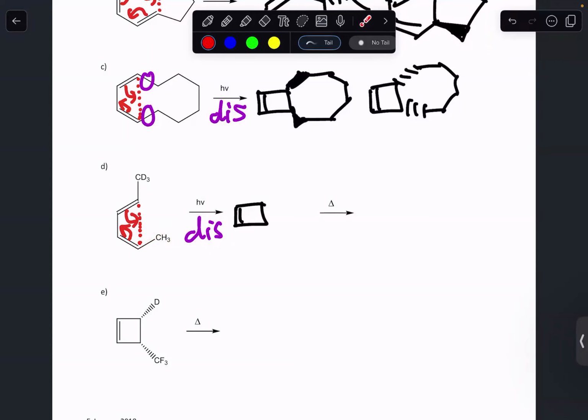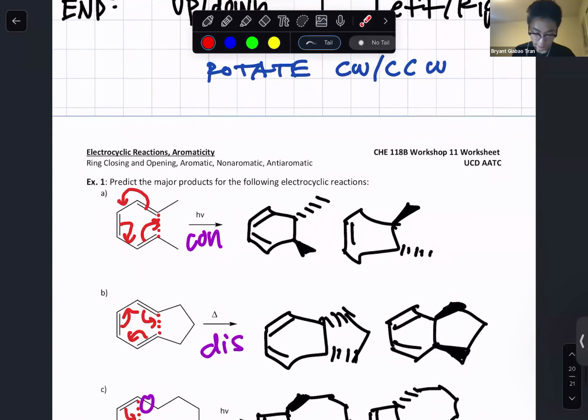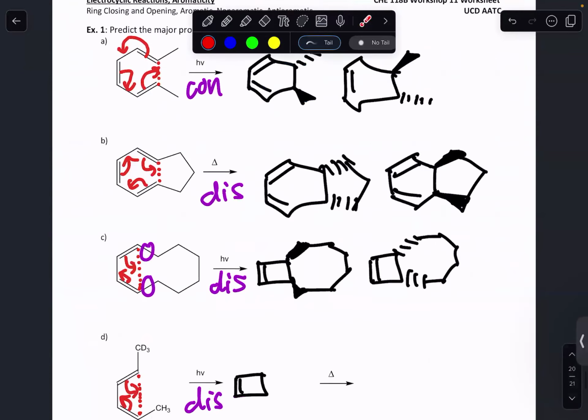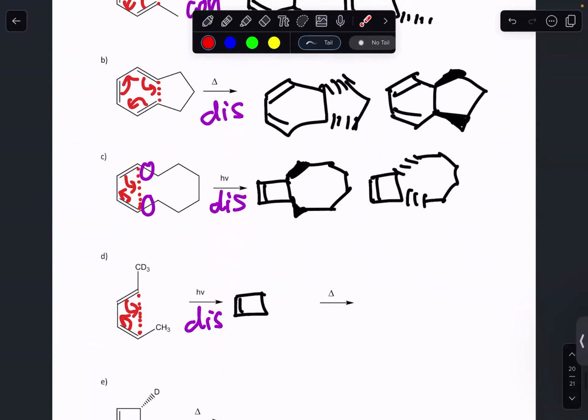How come you don't start with them both straight up, like your thumbs? Because when we are ring closing here, the rule is that we start with the thumbs left and right, and then we always end up or down to show if it's wedge or dash. If it's going up, it's wedge. If it's going down, it's dash. Okay. And does it matter, let's say they are both pointing up, could you both turn them to the right as long as you follow whether it's disrotatory or conrotatory?